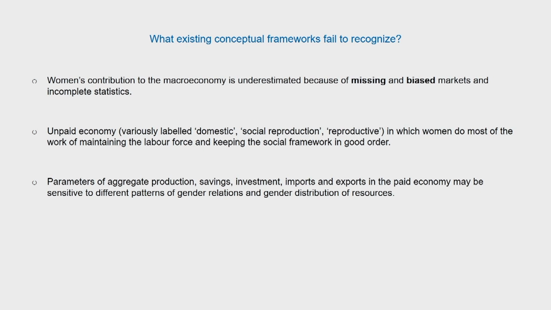There are parameters of aggregate production, saving, investment, imports and exports in the paid economy, and they may be sensitive to different patterns of gender relations and gender distribution of resources. Which means to say that because there are unequal relations with respect to gender, the parameters of production and savings and investment may also turn out to be very different when calculated for male and female separately.